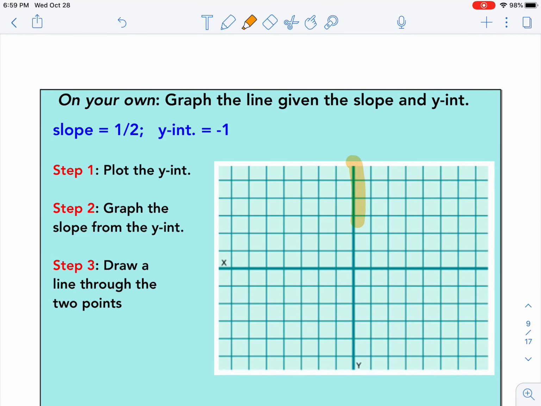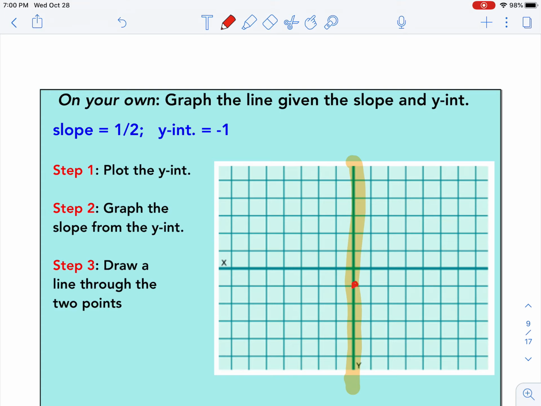Now, you try this one on your own. So on your own, you are going to plot that y-intercept, and you are going to graph the slope and then draw the line through. So go ahead and pause the video, try that question, and see if you can repeat the process that we just did. Maybe you want to look back to what we did and see if you can do that.